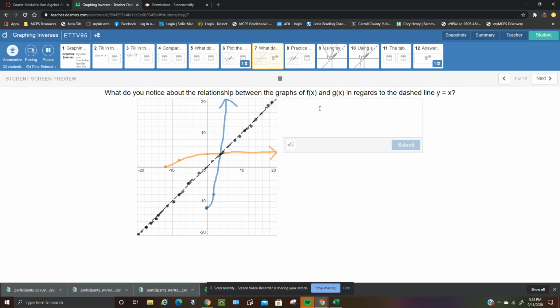All right, then they drew the line y equal x in there, so I didn't know that was coming up next. But what do you notice about the relationship of f of x and g of x in regards to the dashed line y equal x? So f of x is the other way around. g of x is the reflection of f of x across the line y equal x.